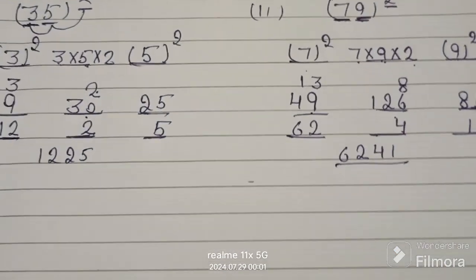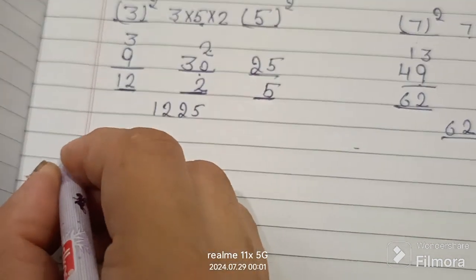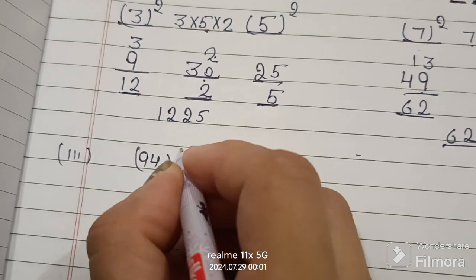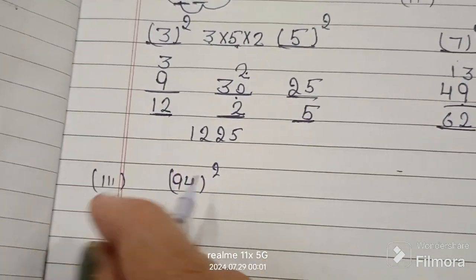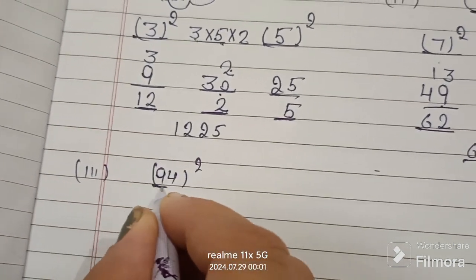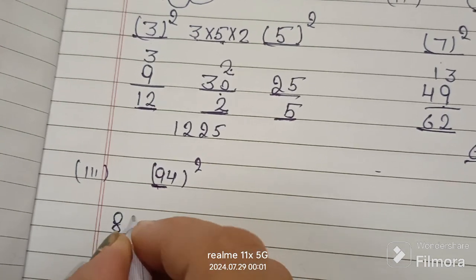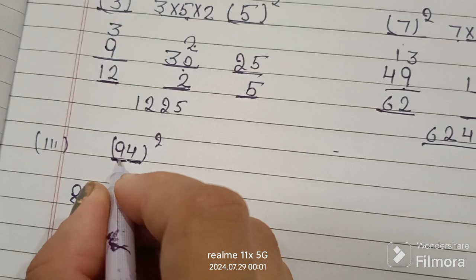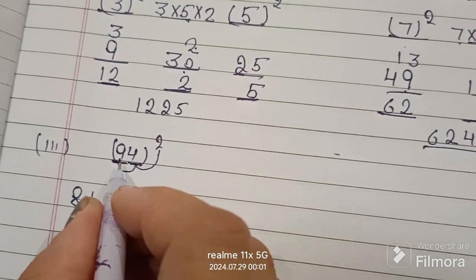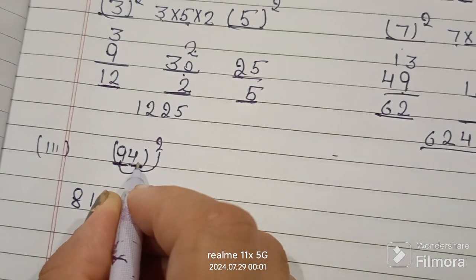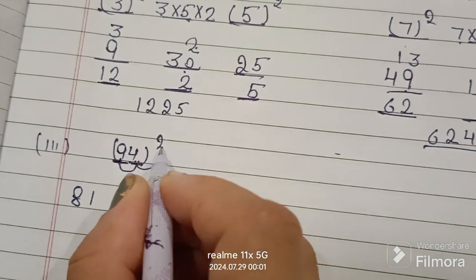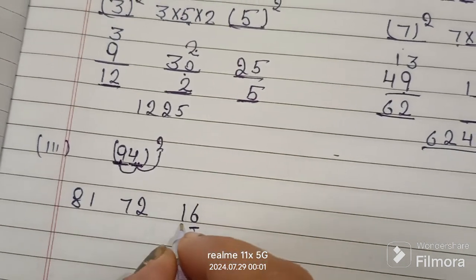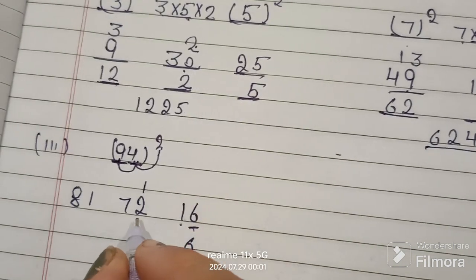Let's do one more example directly. 94 squared. So what I'm doing here, the square of 9 is 81. The square of 4 is 16. The product of 9, 4 and 2 is 9 times 4 is 36 and 36 times 2 is 72. So 6 as it is. 1 is carry over to the next part.